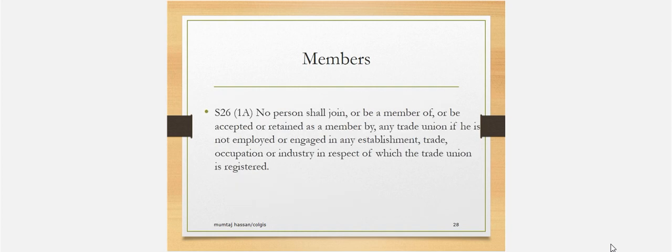Another restriction is that no person shall join or be accepted or retained as a member by any trade union if they are not employed or engaged in any establishment, trade, occupation, or industry in respect of which the trade union is registered. It simply means you must be a member in the establishment, occupation or industry where you are employed. If you're a teacher, you must join the trade union of teachers. If you're a doctor, you must join the trade union of doctors. Or maybe you are a nurse, you must join the trade union of nurses. That's the restriction. There's no point in joining another trade union because you cannot fight for your right.